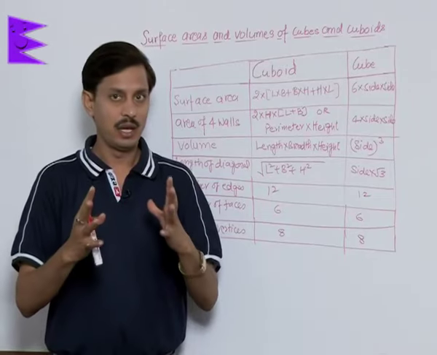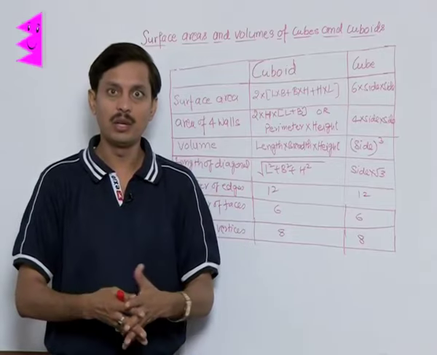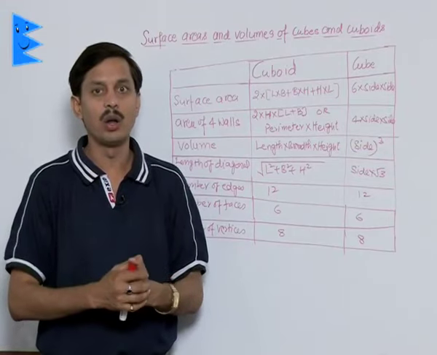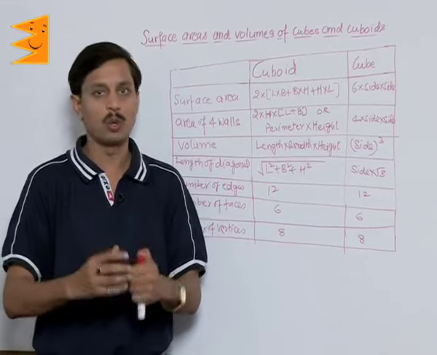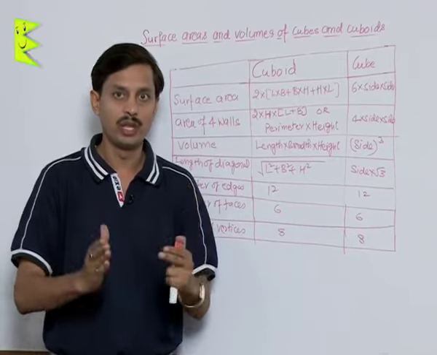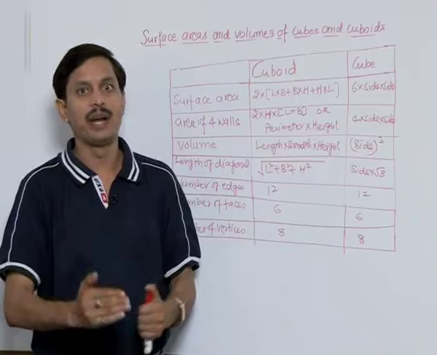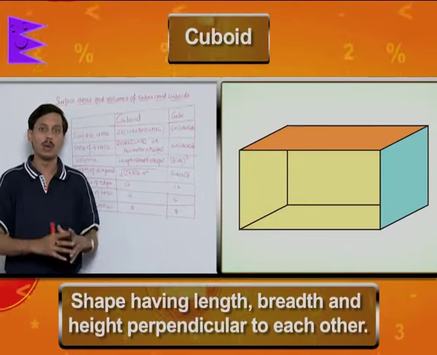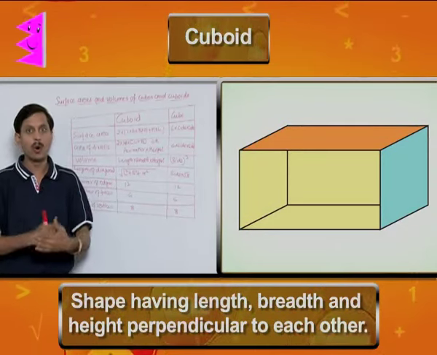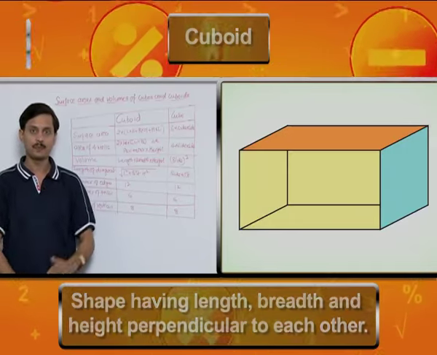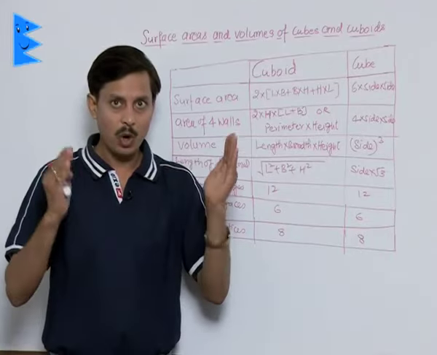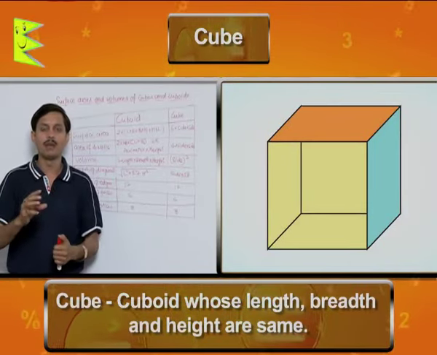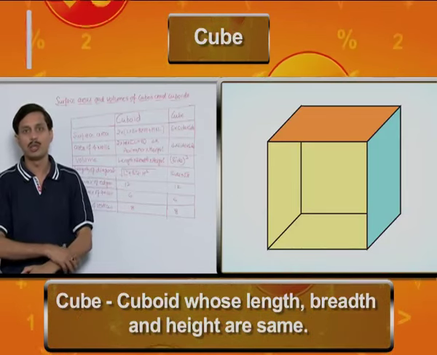In fact, in a room where you sit, where you study, or your study hall, your dining hall, most of the objects and rooms we find are in shapes having length, breadth and height. If length, breadth and height are perpendicular to each other, then the shape so formed is known as a cuboid. What is a cube? If all dimensions, that is length, breadth and height, of any cuboid are the same, such a cuboid is known as a cube.